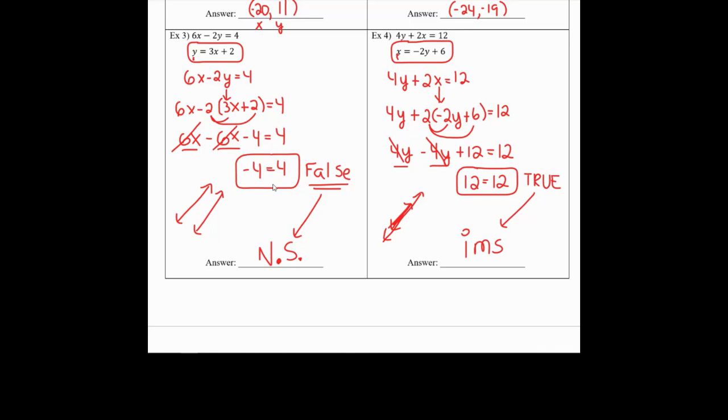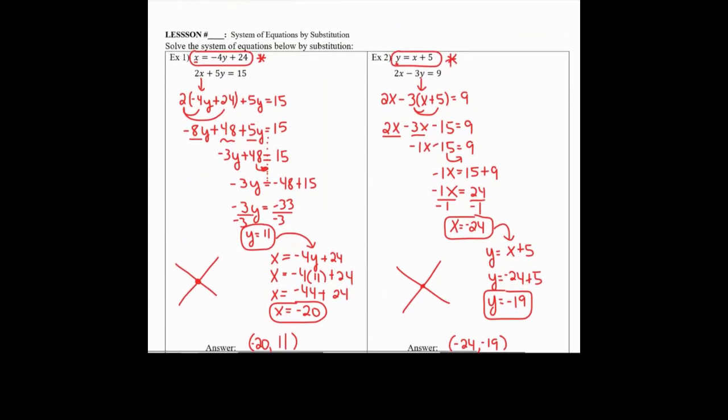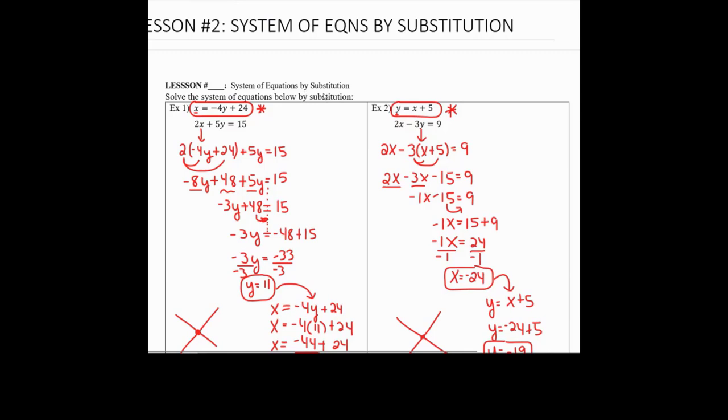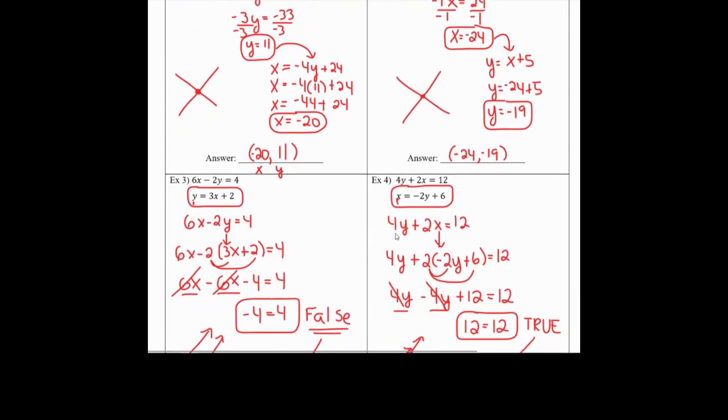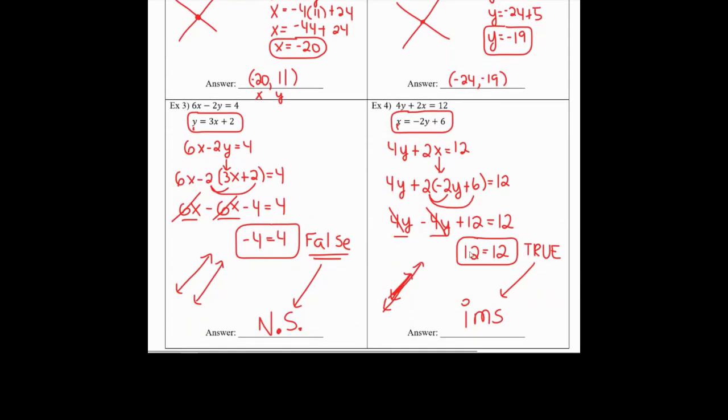Okay? So please remember, if the letter disappears, they get canceled, and you're left with a statement, you need to ask, is it true or false? If it's false, it will be no solution. If it's true, it will be infinitely many solutions. So this concludes this lesson, the lesson on system of equations by substitution. The reason why it's called substitution is because you substitute one time and then you do it a second time, okay? Also, we talked about the special cases.